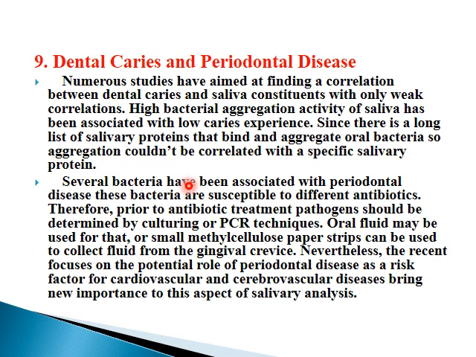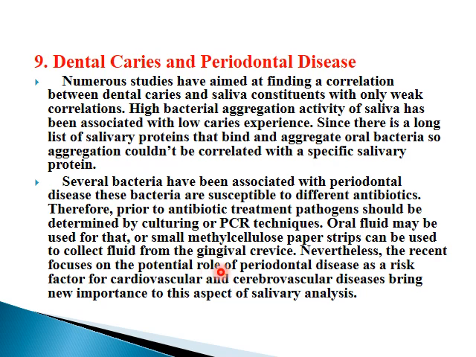Several bacteria have been associated with periodontal disease. These bacteria are susceptible to different antibiotics. Therefore, prior to antibiotic treatment, pathogens should be determined by culturing or PCR technique.